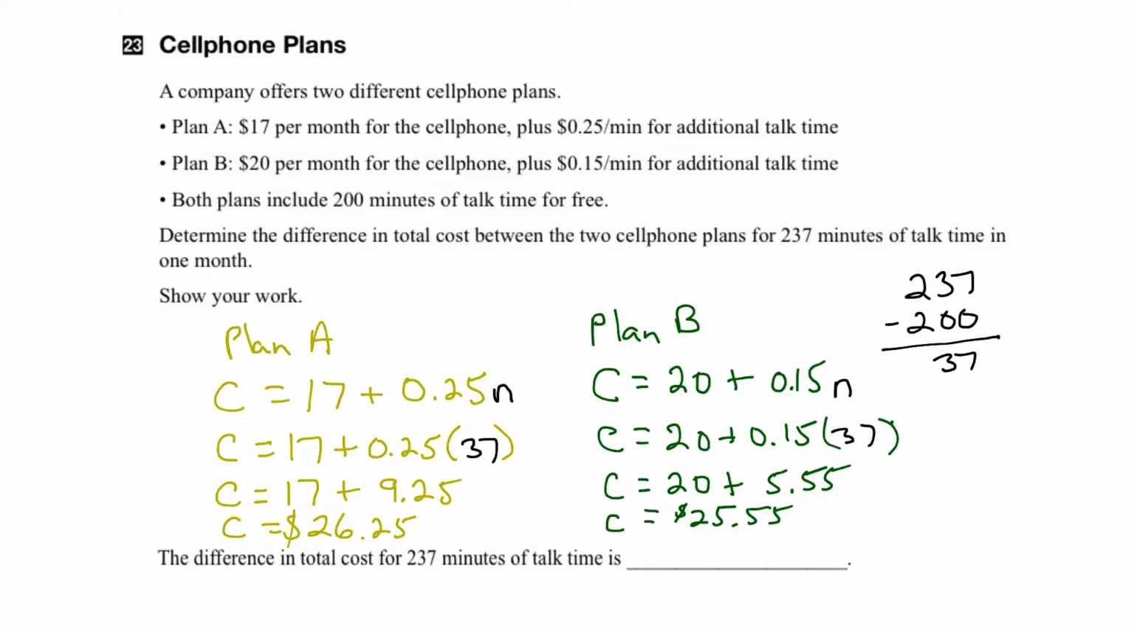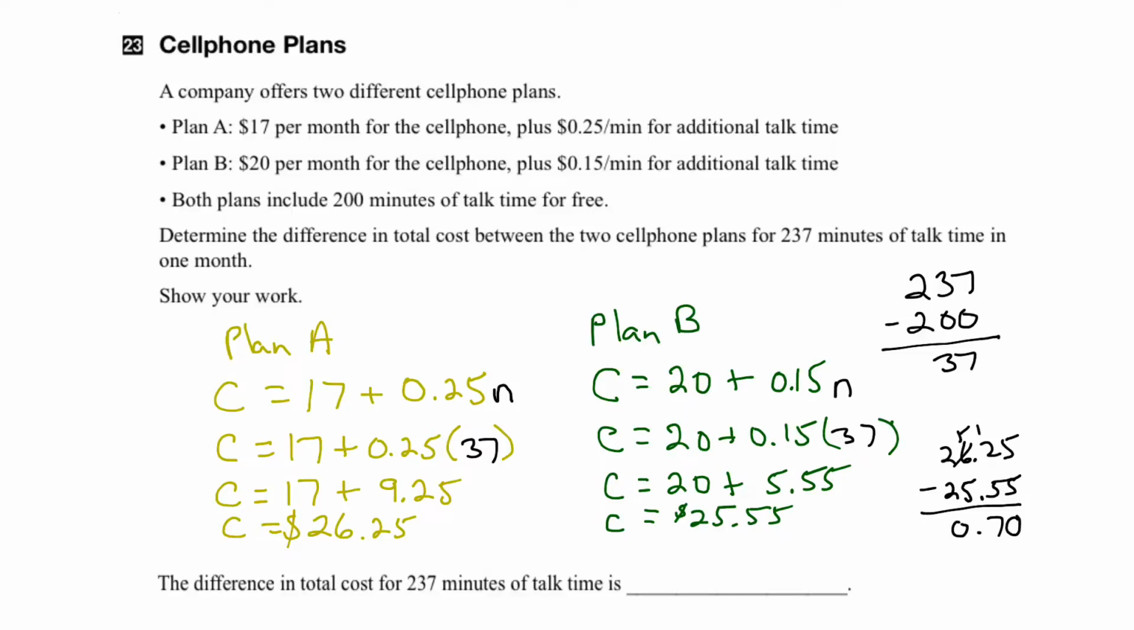So finally, we have to determine the difference in the total cost for this many minutes. Well, over on the side here again, that would be the $26.25 for Plan A minus the $25.55 for Plan B. And when we subtract that, that would be 0. Carry the 1 for that, that would be 7. 0.7. So what is the difference in total cost? The difference is $0.70, or if you like, 70 cents.